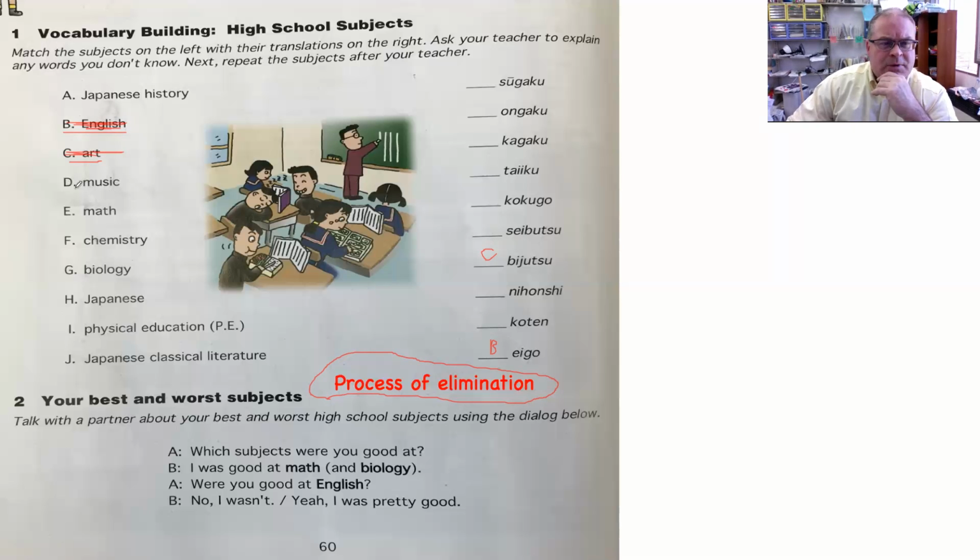Okay, music. How do you say music in Japanese? That's ongaku. That's easy. So I have eliminated ongaku. Math. I think it's sugaku. Yep, right there. So I have eliminated math and sugaku. Chemistry, I think, is kagaku. Yep, chemistry is kagaku, so I go F. So I have eliminated F. You see, process of elimination.